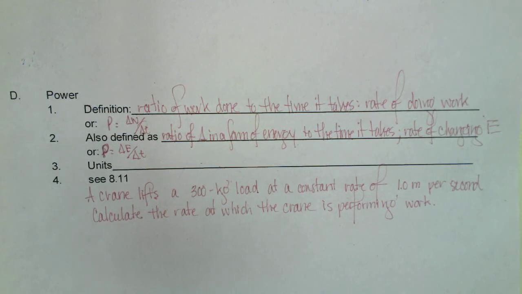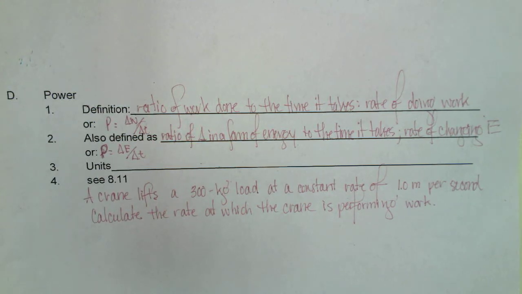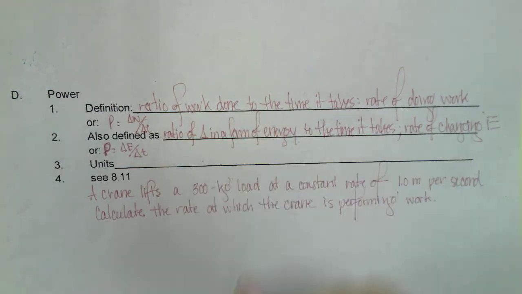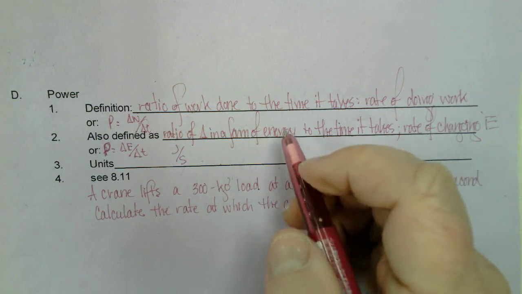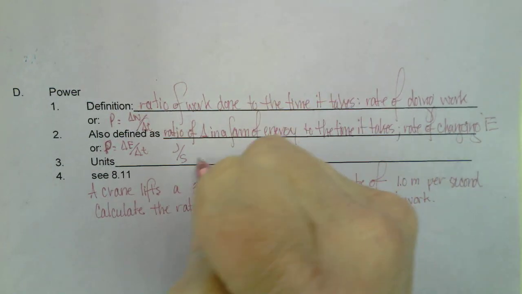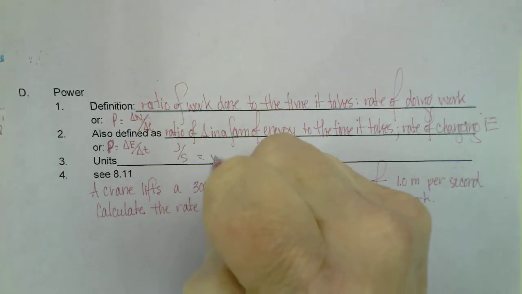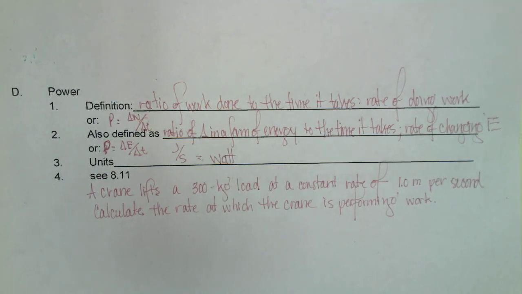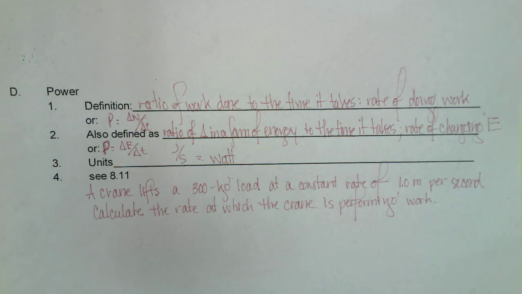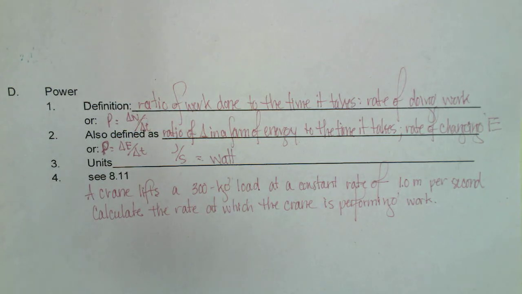Now the units for power, if we take the units right out of the formula, it would be joules per second. But joules per second is actually the definition of watt. So 1 joule per 1 second is 1 watt. Let's go ahead and give this a little try here.